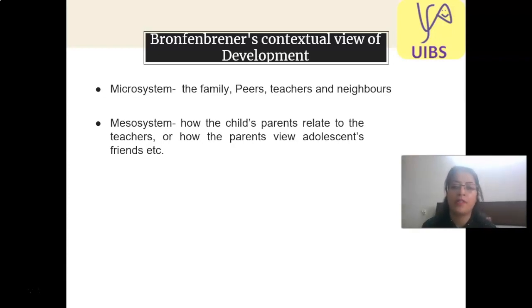So my environment is, say, my parents, how they view my teachers and my friends determines what the mesosystem is all about.